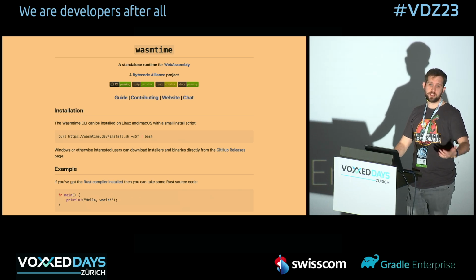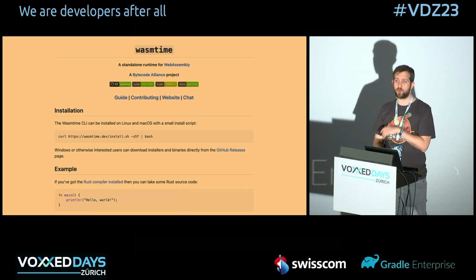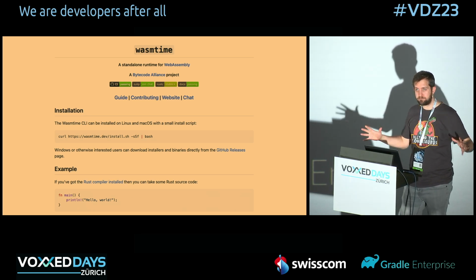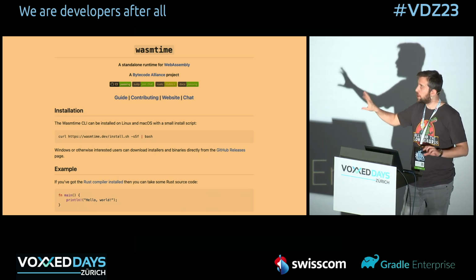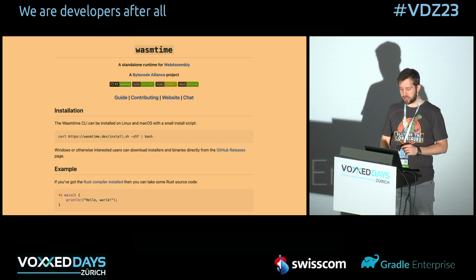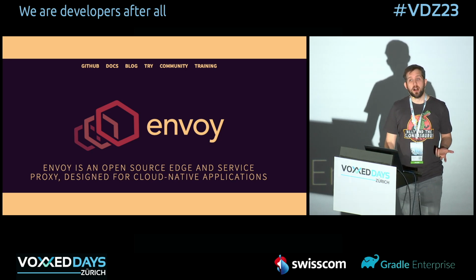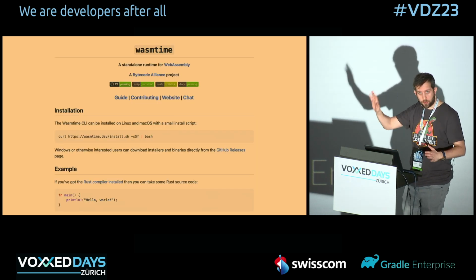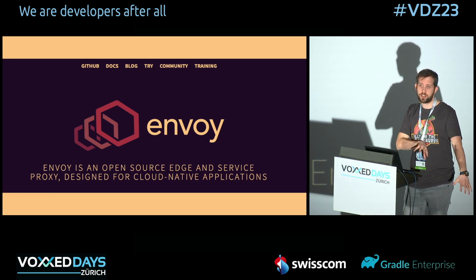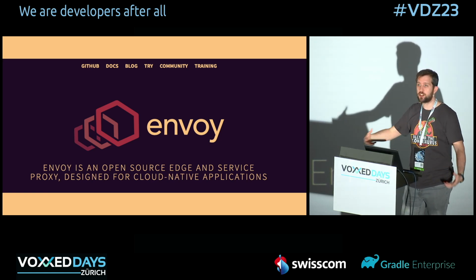Wasmtime is the most widely deployed and used WebAssembly runtime. It's written in Rust. It's being pushed by one of the biggest communities around bytecode, about WebAssembly, which is called the Bytecode Alliance. Envoy, however, so I wanted to, these are runtimes. I also wanted to mention projects that embed a WebAssembly runtime for doing extensions such as plugins.